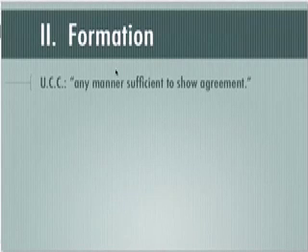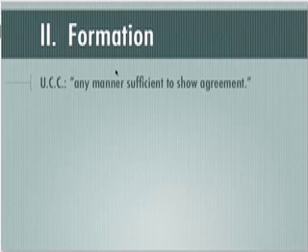Okay, so that's our introduction. Let's move on to part two. Formation. The Uniform Commercial Code is very liberal in how you can form a contract for sale of goods under Article 2. Right? They say a contract for sale of goods can be formed in any manner sufficient to show agreement.